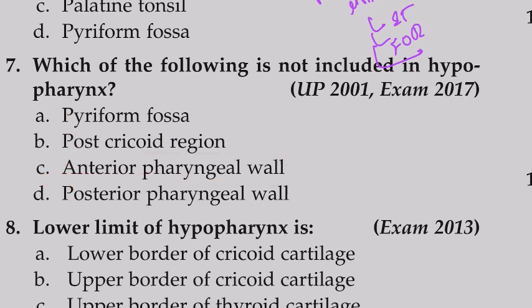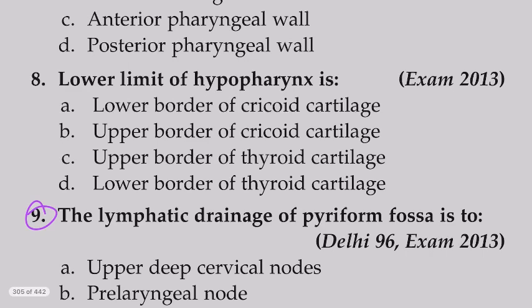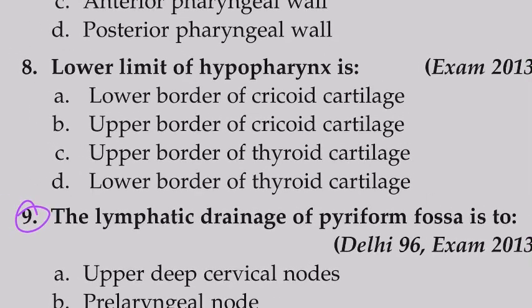Similarly, the next question: the lower limit of the hypopharynx is the lower border of what? Obviously, the cricoid cartilage. Lower border of cricoid cartilage. Now talking about the different sites of the pharynx, it is divided into three types.